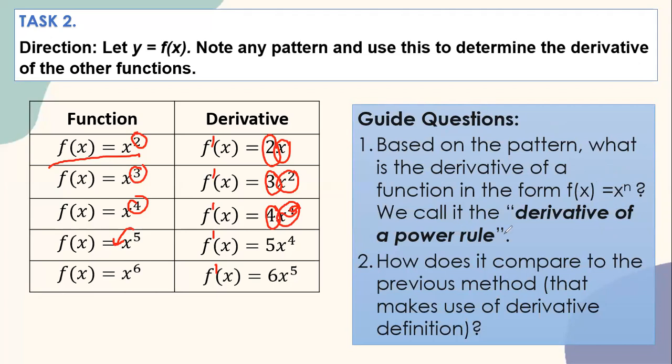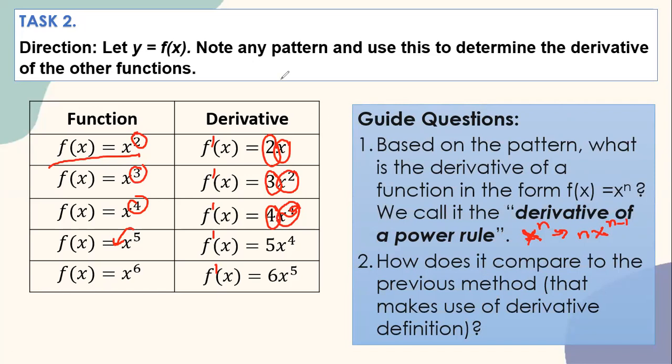So we call this the derivative of a power rule. Kung mapapansin natin, again, yung exponent na n natin, x raised to n, bumababa siya, nagiging n times x raised to n minus 1. So that is finding the derivative of a power rule, or x tapos meron siyang exponent, any real number exponent.